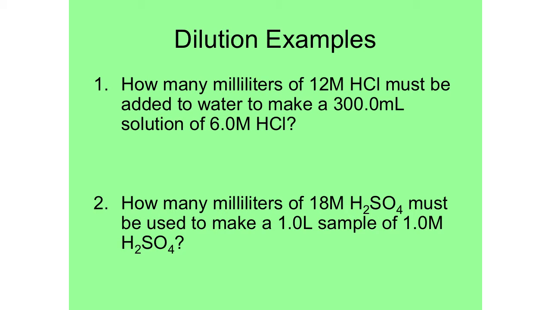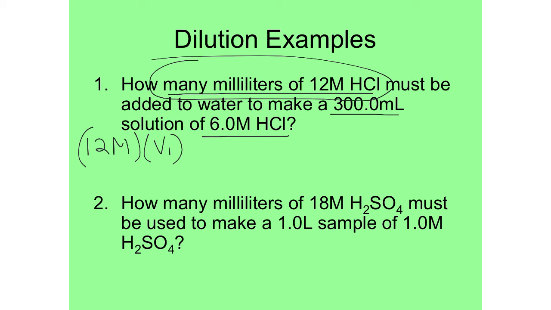All right, our first example: how many milliliters of 12 molar hydrochloric acid must be added to enough water to make 300 milliliters of 6 molar hydrochloric acid? I use this formula very frequently when I'm diluting solutions for a lab. In fact, concentrated hydrochloric acid is 12 molar, so that's how it comes from the chemical company. So I'm going to do how many of the 12 molar. The "of" bridges them together, so these two have to go together. And then the 6 molar and 300 milliliters go together.